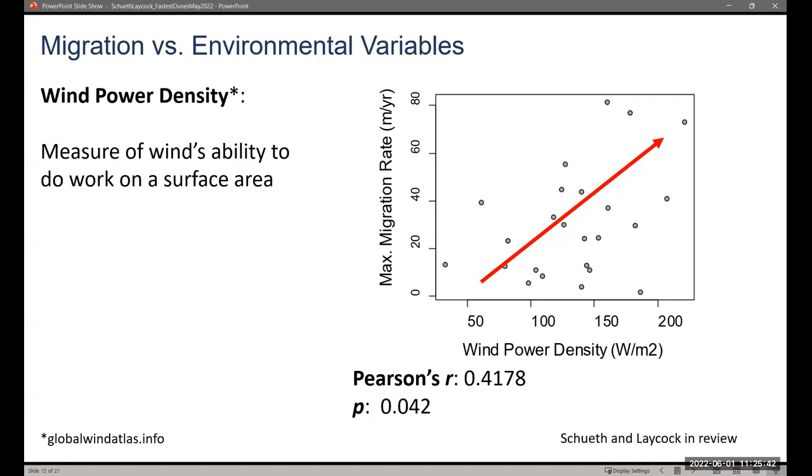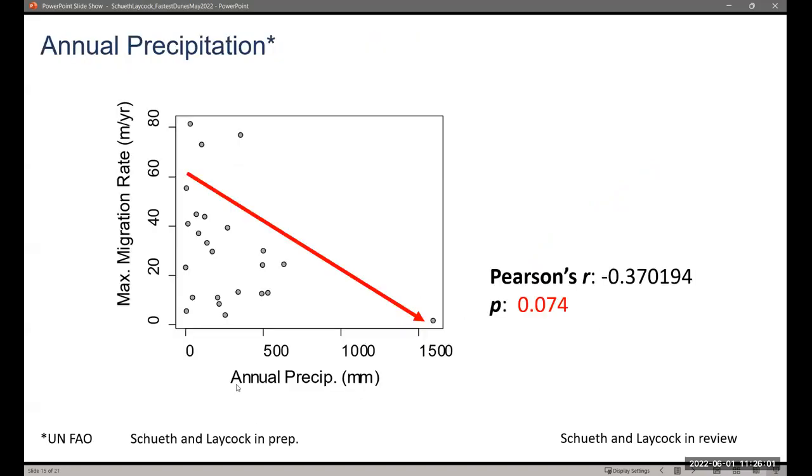And so we used that. And when we compare the maximum migration rates of the fastest dune speeds to wind power density, there is a moderate but statistically significant positive linear correlation between migration rate and wind power density, which isn't shocking. It fits in with everything else that people have talked about before in the literature.